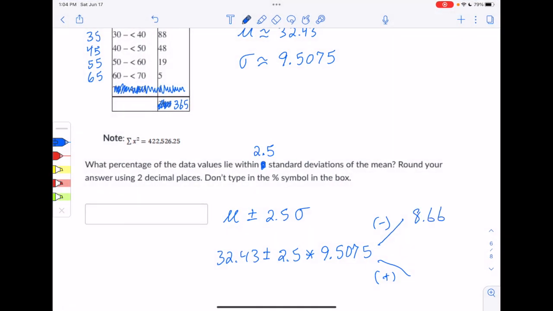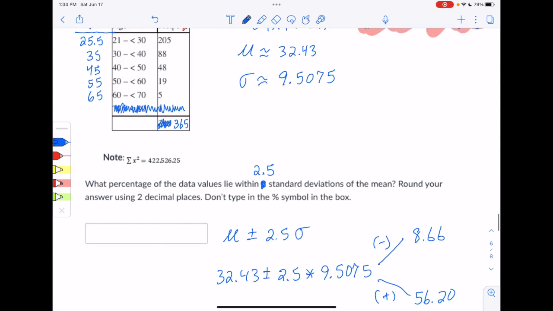8.66 and 56.20. The rounding isn't that important, like in terms of how many decimals you put here. We just need to make sure we're only counting things that fit between 8.66 and 56.20. We're talking about ages here, so to fit in between this one and this one, you have to be older than 8.66. Everybody in the tournament is, but specifically, all these guys are.